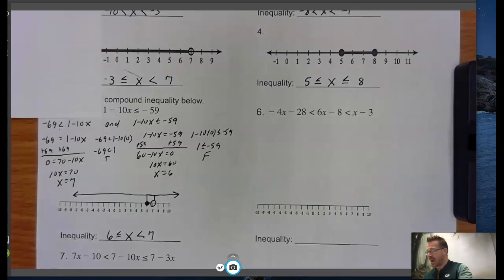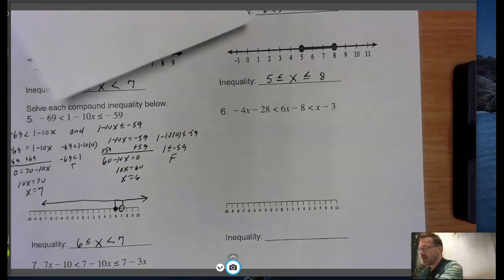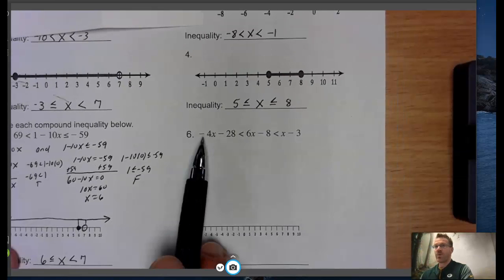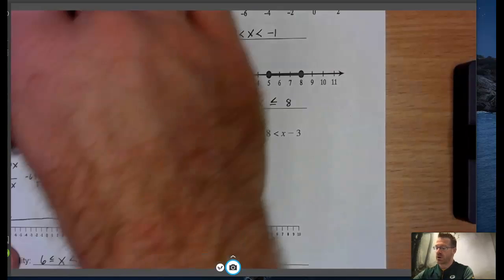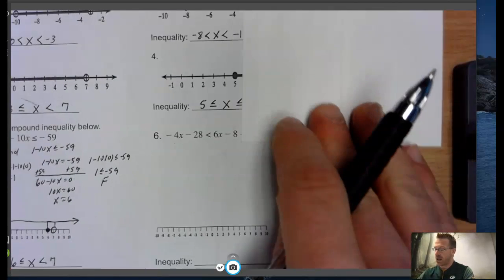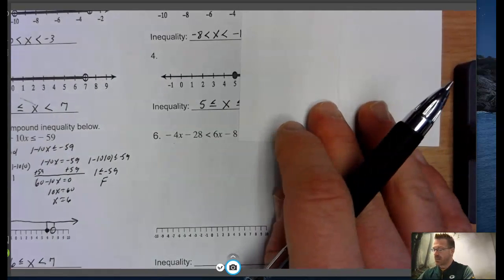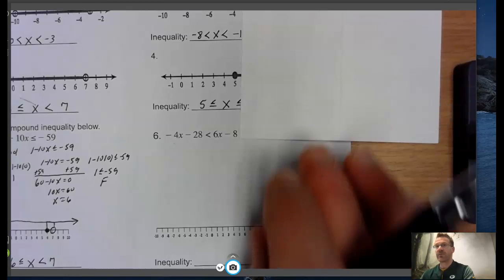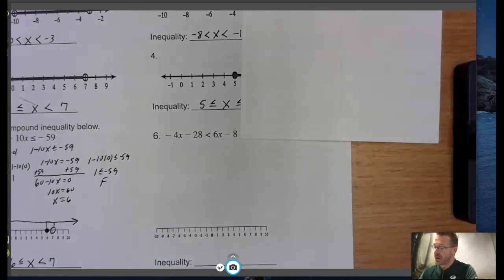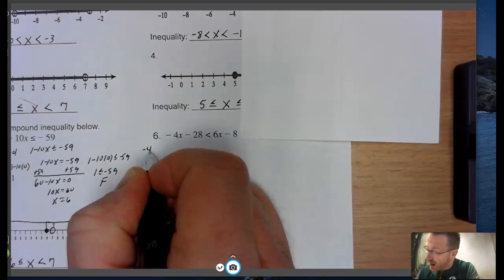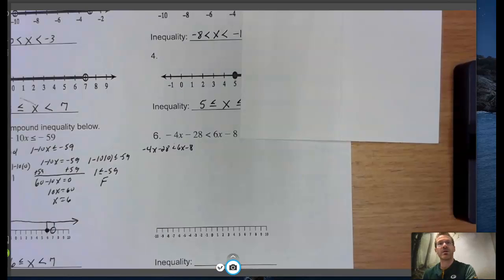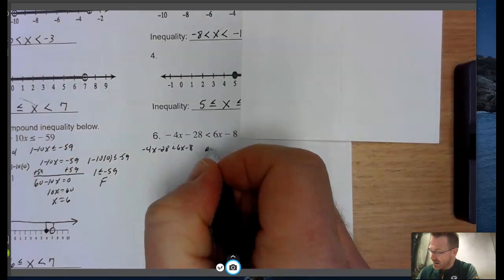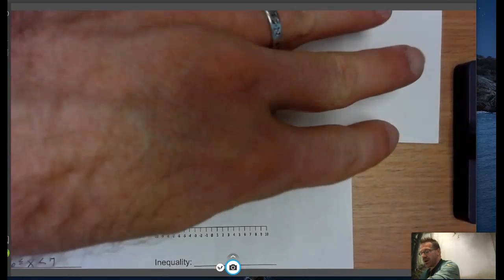All right, so let's take a look at number 6 here. Looking at number 6, once again, we can see the compacted version here. We can see the two inequality symbols. So what we're going to do is just cover up the right side. So here is our first inequality that we need to solve: negative 4x minus 28 is less than 6x minus 8. And then we need to solve the other one.